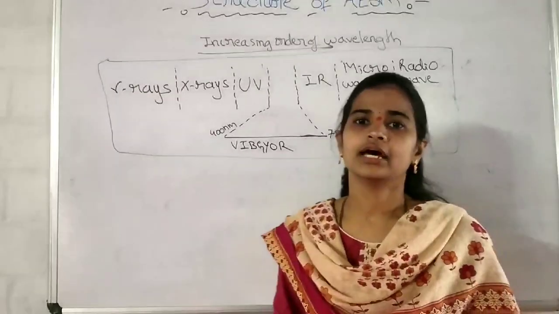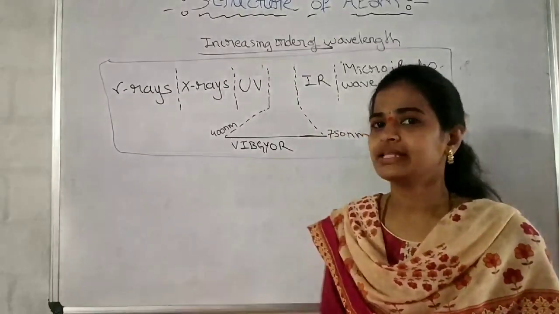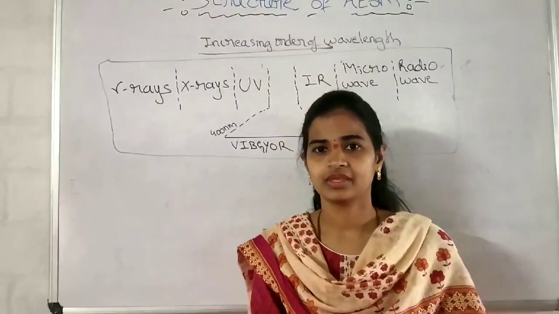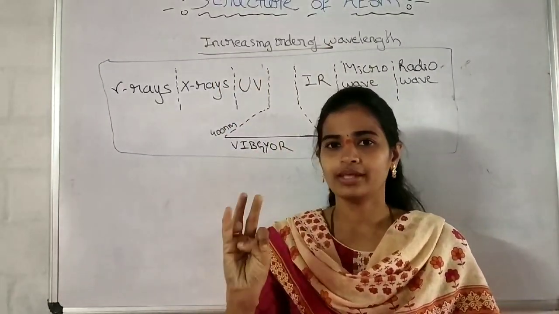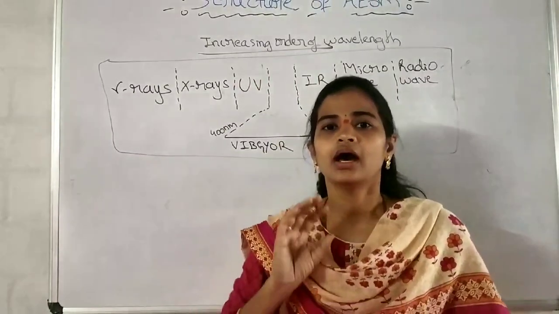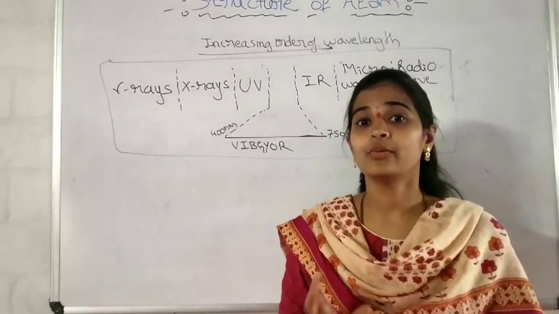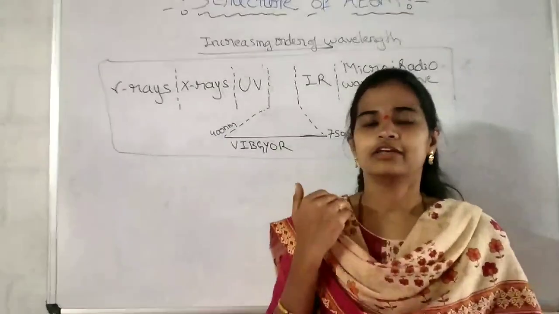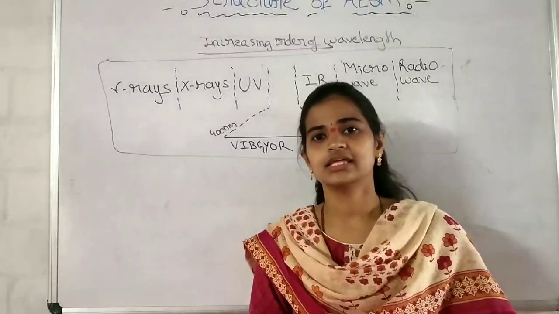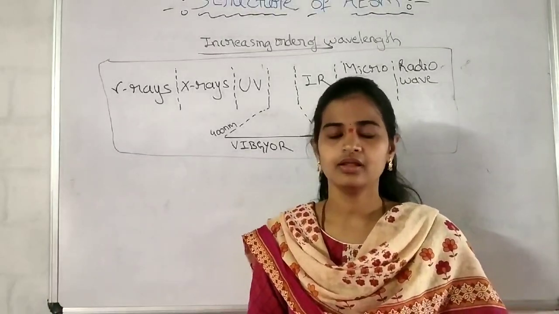With this I conclude the class, but I have used the words wavelength, frequency, velocity, amplitude here. The definitions of these and wave number we'll study in a different class. In the next class we'll study those definitions as well as their SI units. Got it? Okay, thank you.